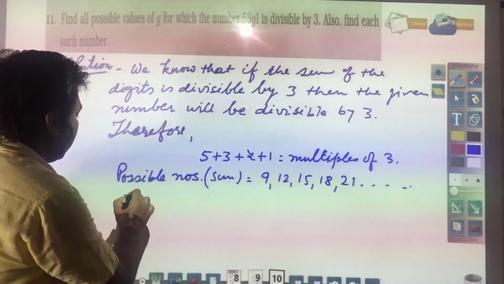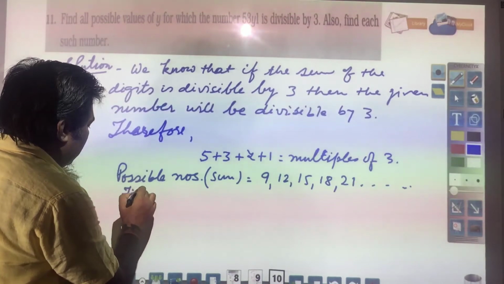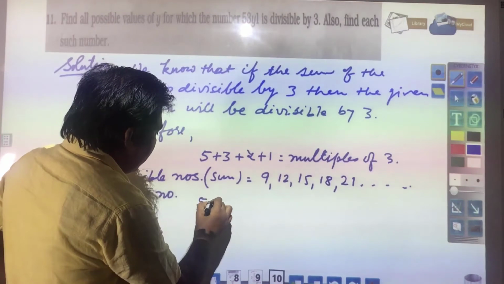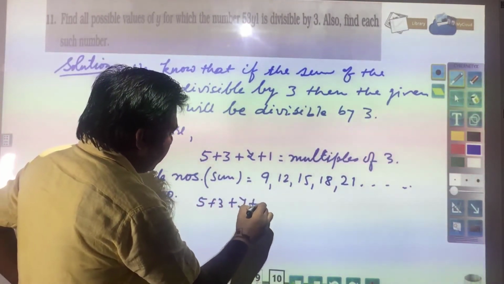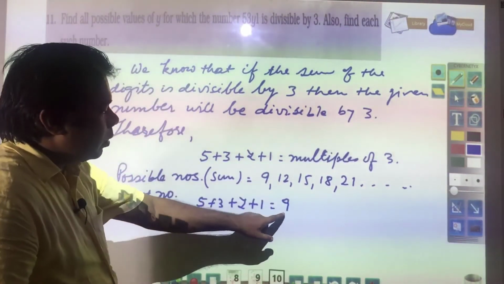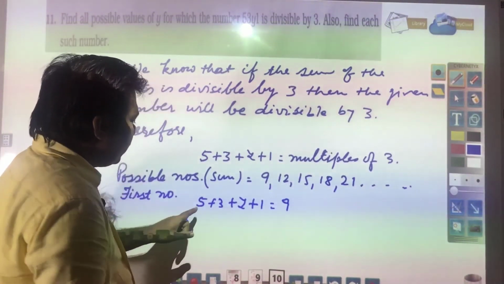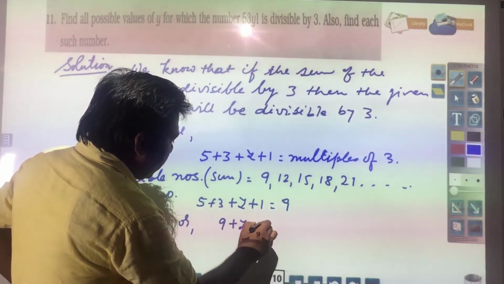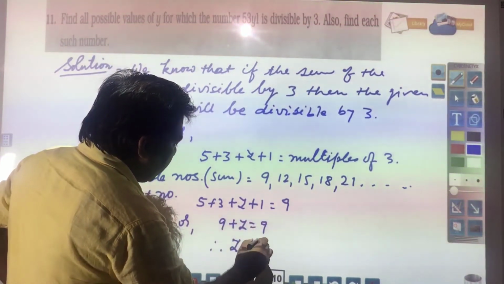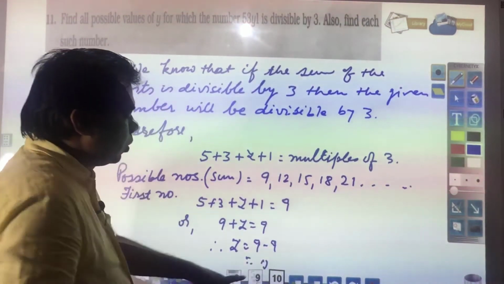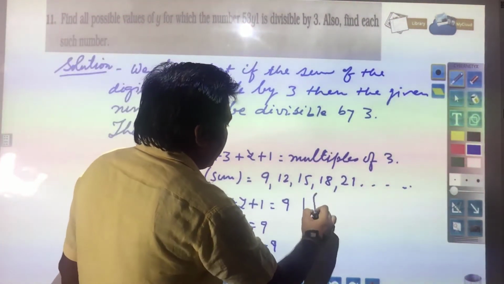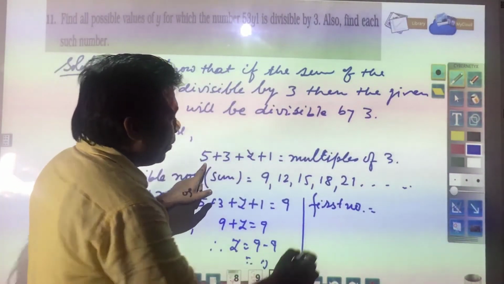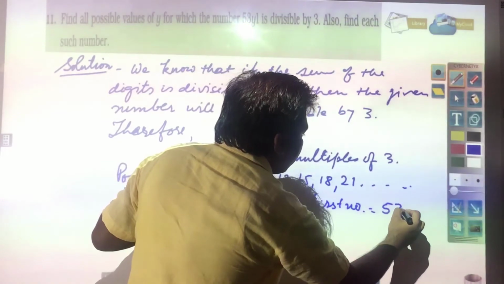So, what will the first number be? 5 plus 3 plus y plus 1 is equal to 9. Here you see 5 plus 3 is equal to 8, and plus 1. So, 9 plus y is equal to 9 and therefore, y should be equal to 9 minus 9, it means 0. So, the first number you will have is 5301.